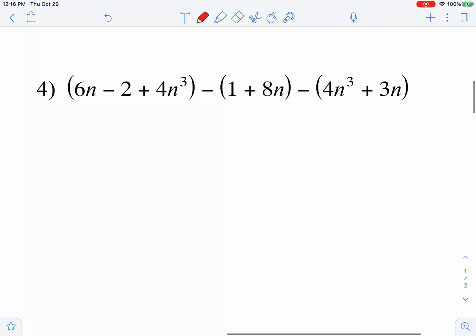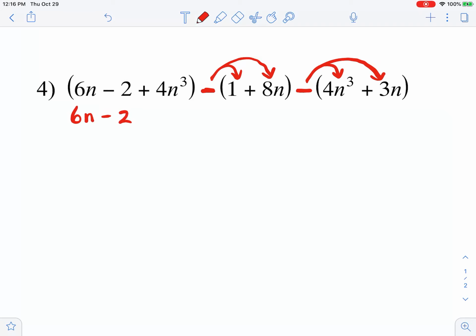This time you'll notice we actually have two subtractions. So we are going to distribute a negative 1 through each of those two terms, and we're going to distribute a negative 1 through both of those two terms. Once we do that, let's rewrite, okay? So nothing happens with the first set. So 6n minus 2 plus 4n to the 3rd.